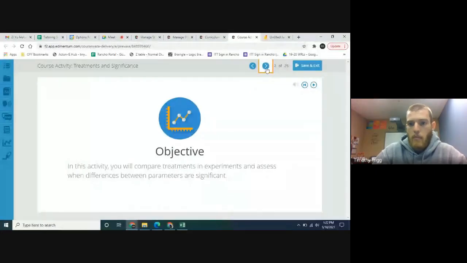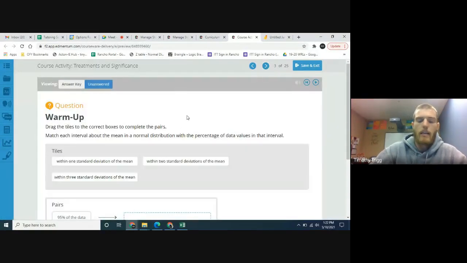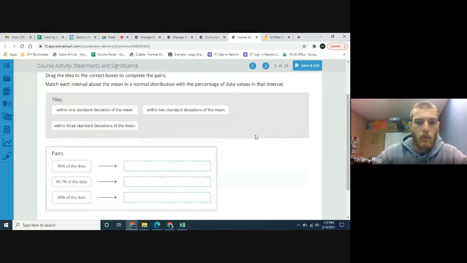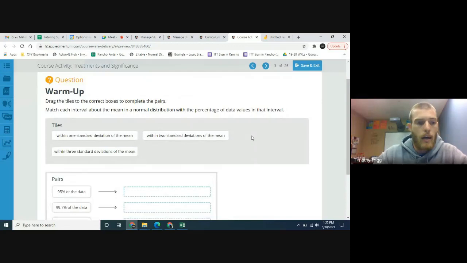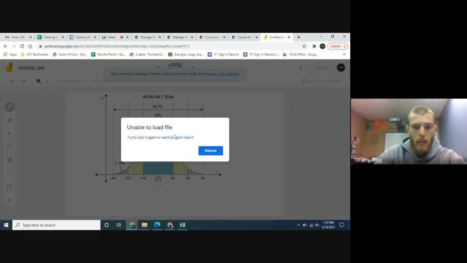Okay. So what we're going to be talking about mostly today is the normal distribution and what we can say about confidence intervals and things of that nature. So to start, I want to go over this. This is basically a normal distribution bell curve. Now, when you look at this, there's a few things to note.